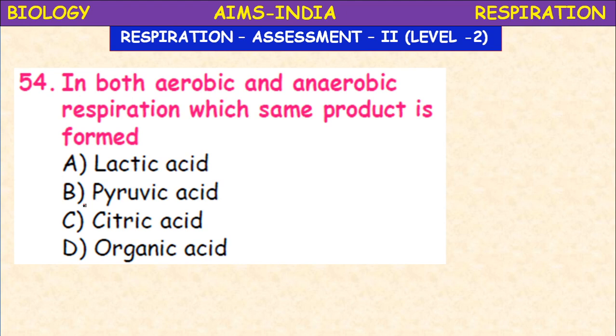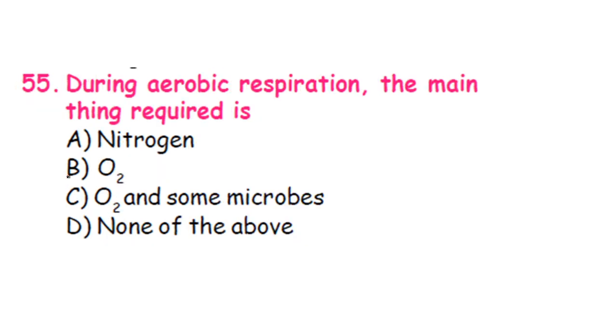Next, in both aerobic respiration and anaerobic respiration, which same product is formed? In both aerobic and anaerobic respiration, the common step is glycolysis. What is produced in the glycolysis? Lactic acid, pyruvic acid, citric acid, organic acid. It is the pyruvic acid, a 3-carbon compound.